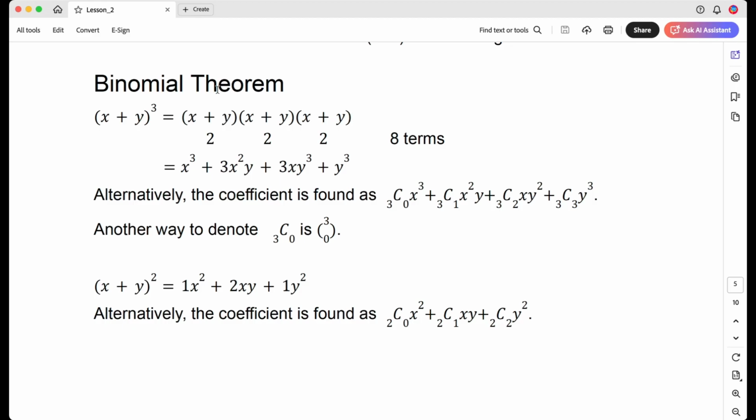There's one possibility is to use all the x's up, and that would give us an x cubed. Now, there are three ways to get x squared y. We can do xx and y last, xyx, or yxx. So there's three ways to get x squared y. There are three ways to get xy squared.